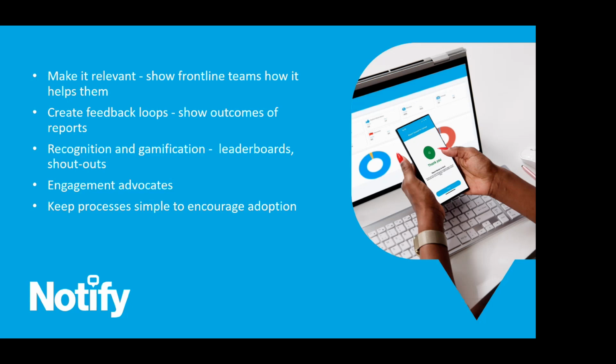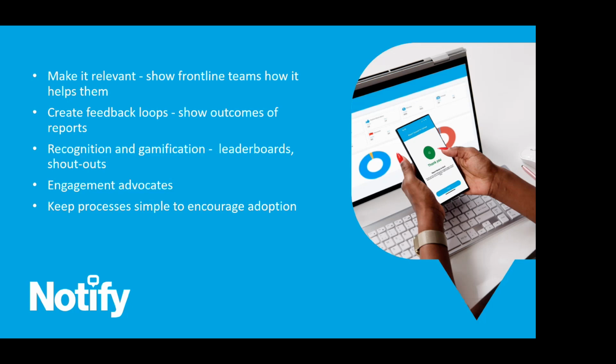The first step is making it relevant. Show your frontline workforce how the software helps them, not just the business. For example, explain how they can report an incident in under 60 seconds from an app, or how hazard reporting can directly protect a colleague. The key is making their life easier so they feel engaged and empowered to report without fear or blame.